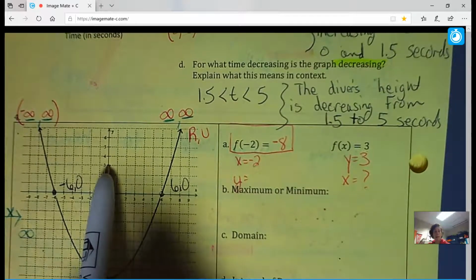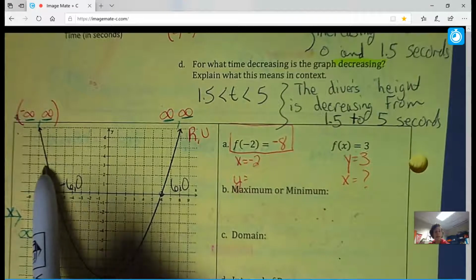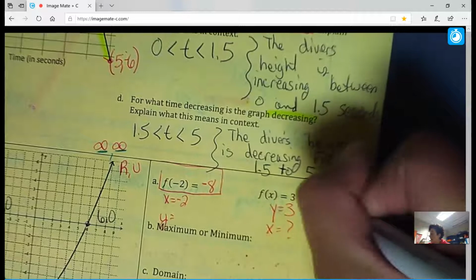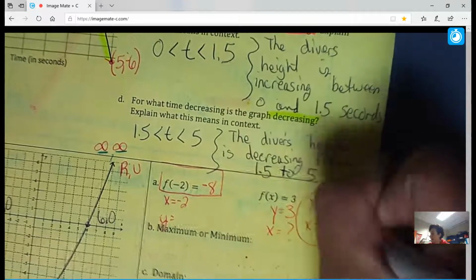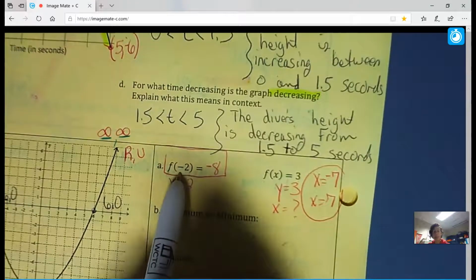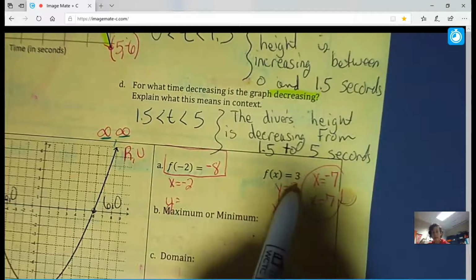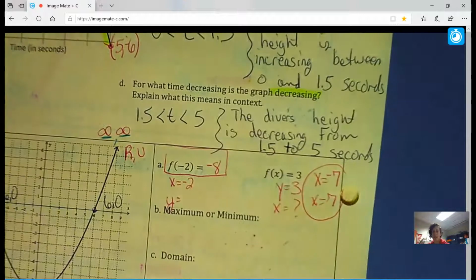And then afterwards, I can go to the left, but I can also go to the right. So if I go to the left, I'm at x is -7, and if I go to the right, I'm at x is 7. So remember, in the parentheses, that's x. Outside of the parentheses, on the other side of the equal sign, that's y.